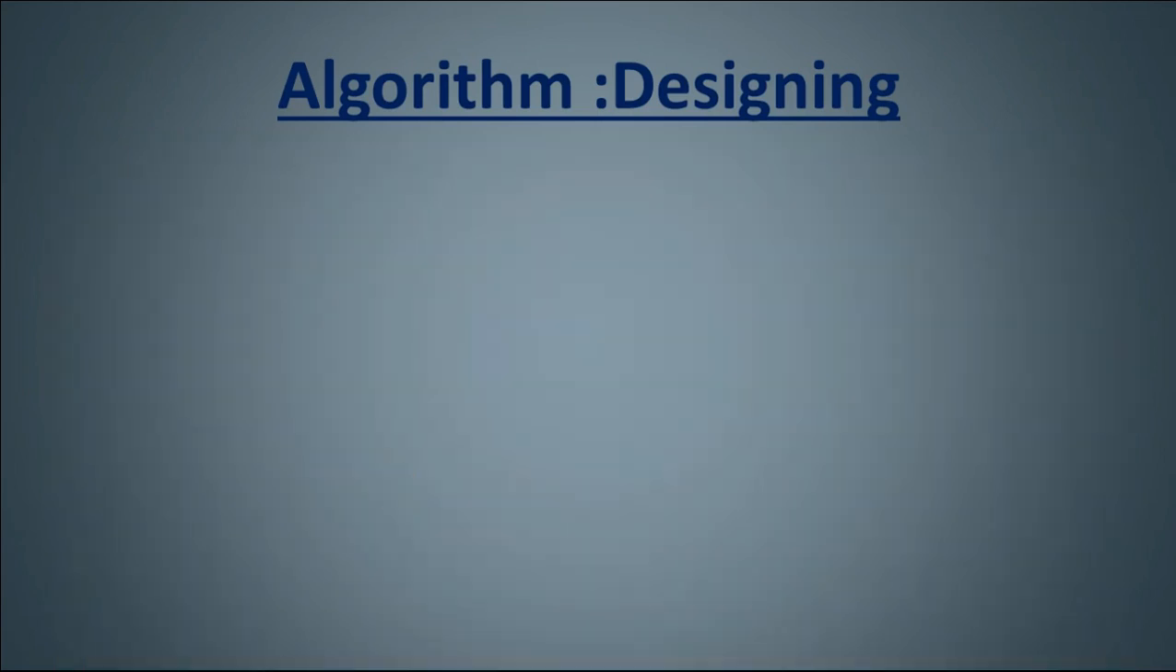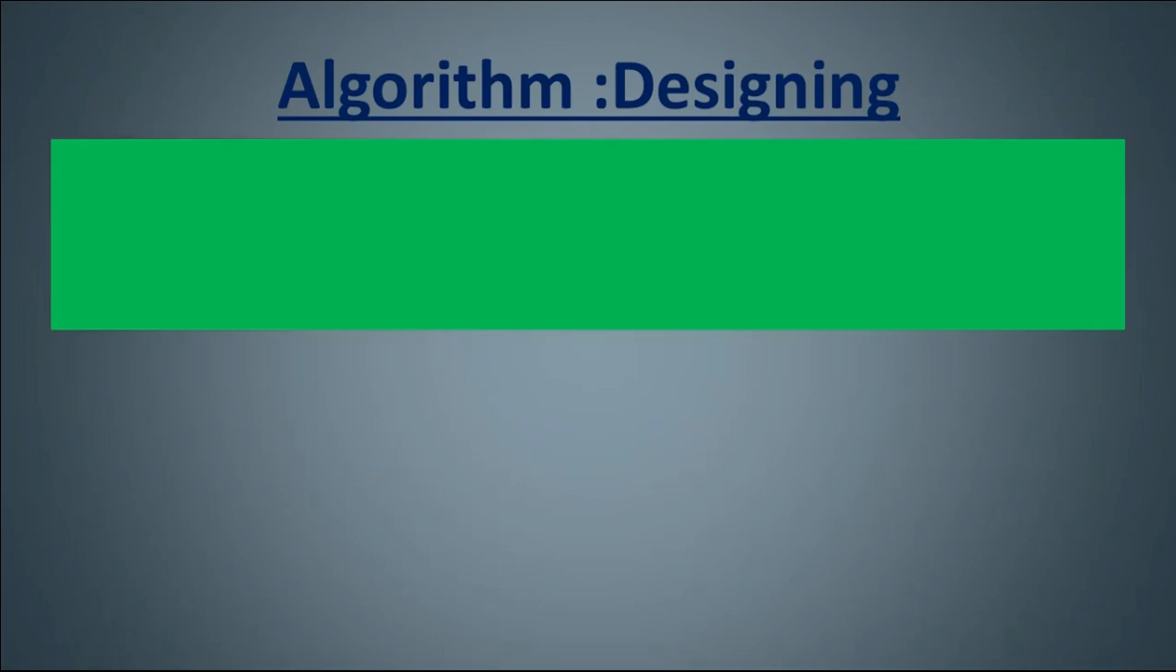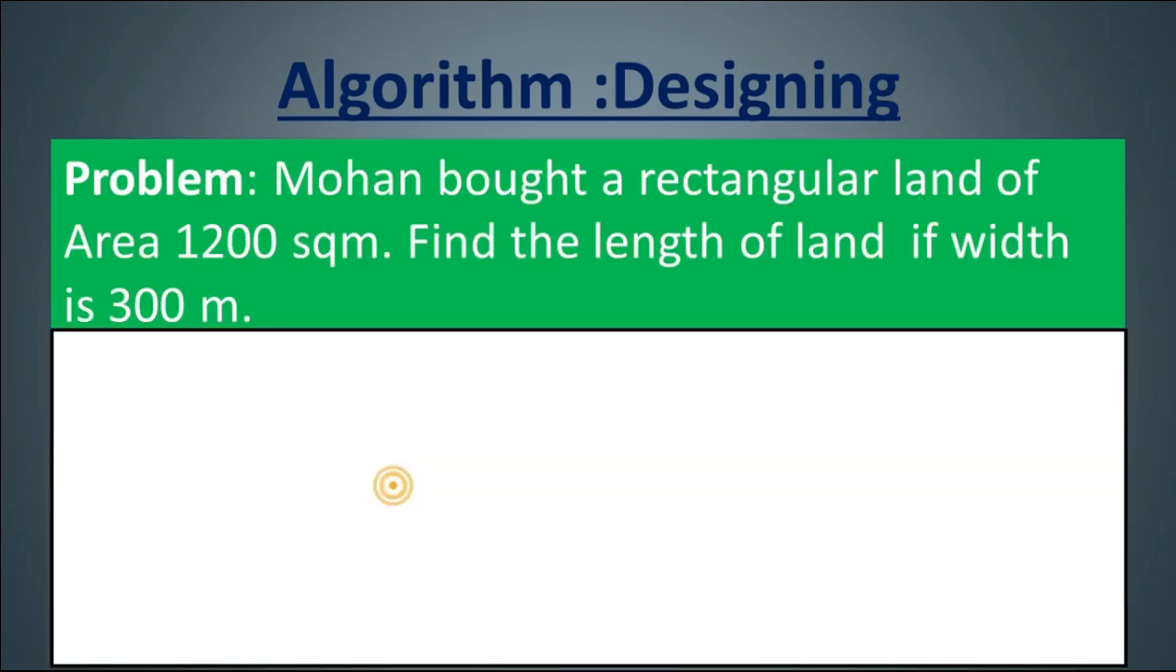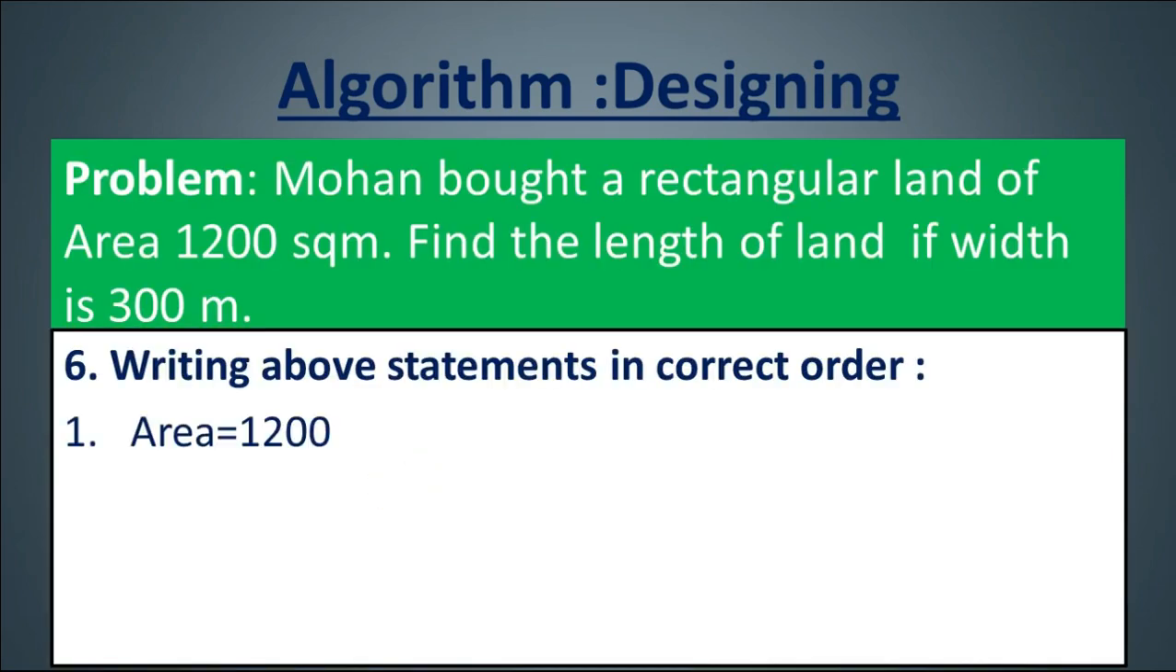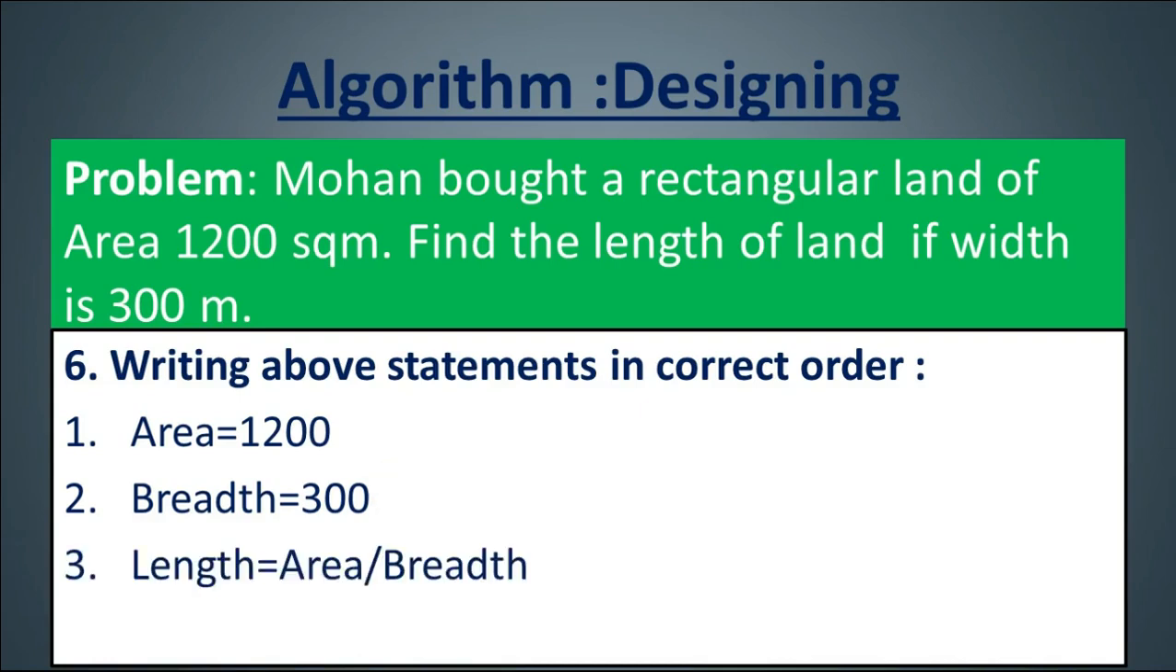After that, at the last, you will arrange all these statements in a suitable order. The order is from top to bottom, because the solution goes from top to bottom. What will be the first statement? Area equal to 1200, second statement, breadth equal to 300, and last, length. This is the proper order, because you find the length when area and breadth are given to you. Otherwise you have to calculate them.